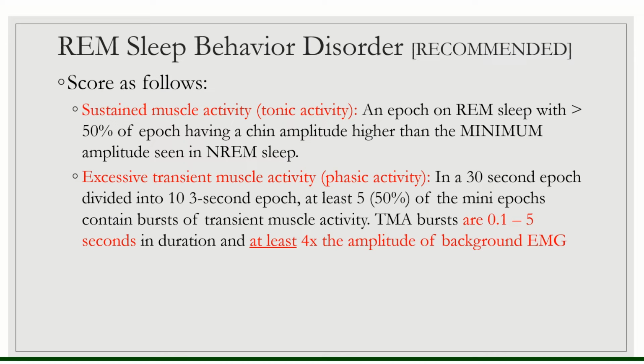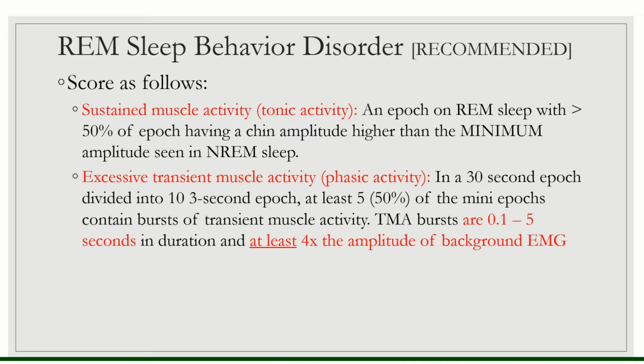We're going to score as sustained muscle activity, which is tonic. Tonic is sustained. Sustained is tonic. Okay, meaning lasting longer than normal. We're going to score as sustained muscle activity if an epoch in REM sleep has more than, I need to double check and see if it's more than or at least, I think it's just more than 50% of the epoch having a chin amplitude higher than the minimum amplitude that's seen in non-REM sleep.